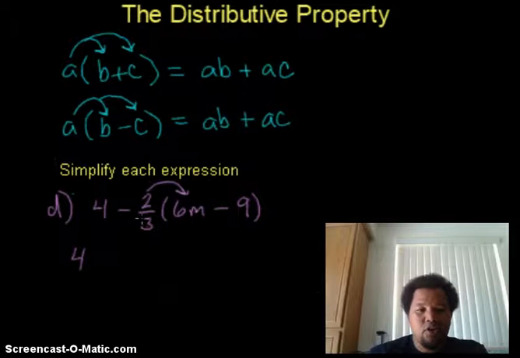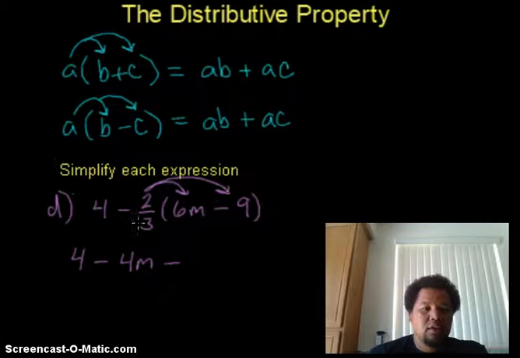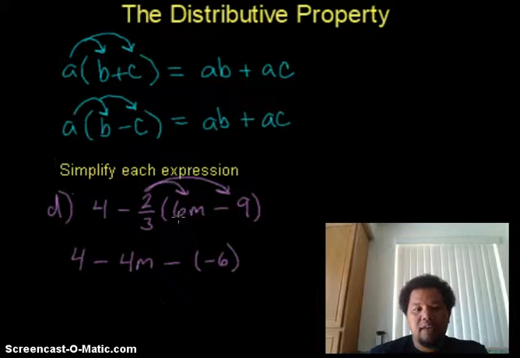Multiply negative 2/3 times the 6m. So that's going to give me a negative 4m. And now I'm going to bring down the minus sign because that's right here, and multiply this minus 2/3, or negative 2/3, times the 9. So I'm going to end up with a negative 6.